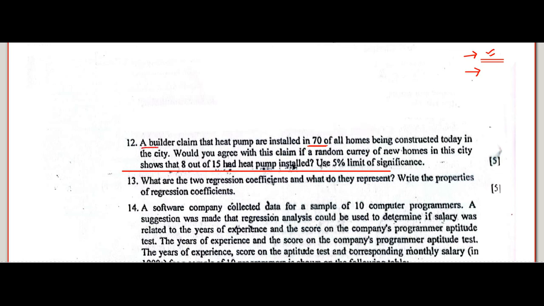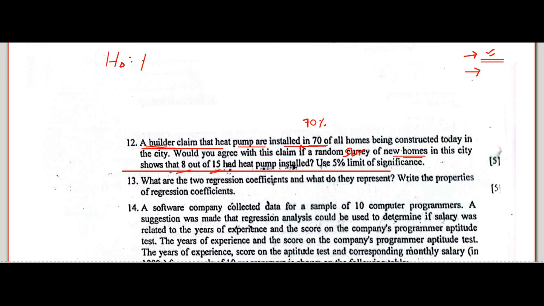Okay, so a builder claims that heat pumps are installed in 70% of the homes. Would you agree with this claim if a survey of new homes in the city shows that 8 out of 15, look at this, 8 out of 15, 70%, etc., that tells me they are talking about single proportion. So look at this, what is the claim by the builder?